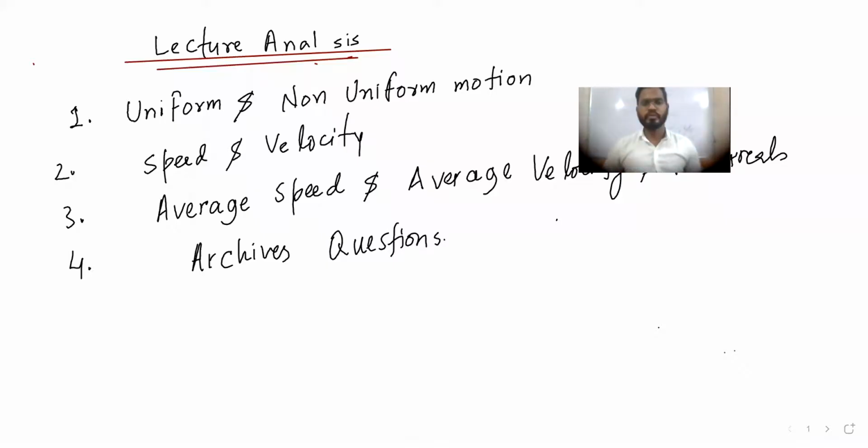If you see the lecture analysis today, that is uniform motion and non-uniform motion, speed and velocity, and then average speed, average velocity, and then archive questions like NTSE. We'll see NCERT questions here. First we'll see the basic questions and then we'll see tough numericals. So uniform motion and non-uniform motion, and speed and velocity. Speed and velocity, average speed and average velocity, these topics are really important. They play an important role in the motion chapter.